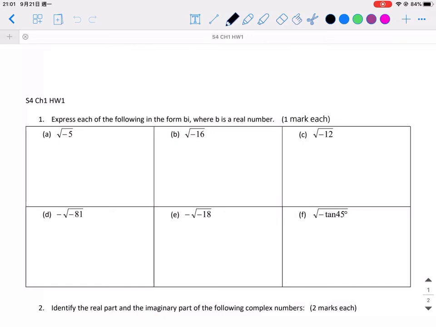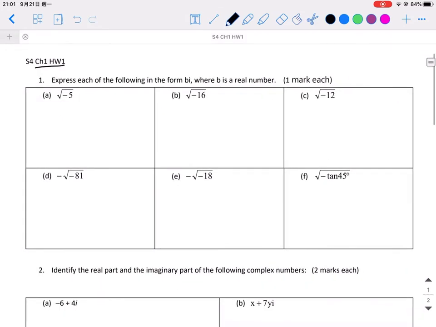Demonstrate the solution about chapter 4, form 4, chapter 1, homework 1, which is about complex numbers. For the first question, how to express them as complex numbers. First of all, I change -5 into 5 times -1, and you will get negative square root 5 times square root -1. And we know root -1 is equal to i, and therefore it's root 5i.